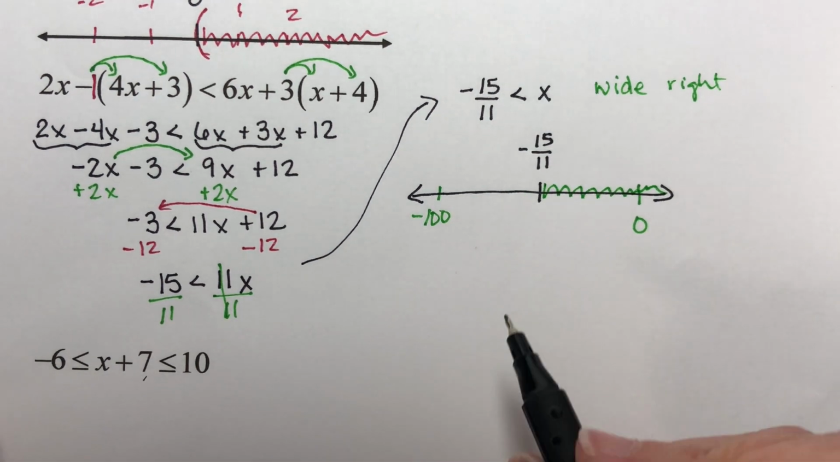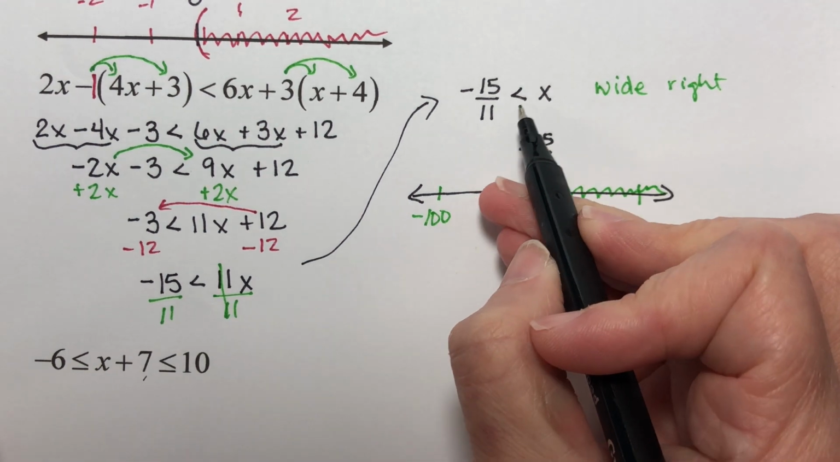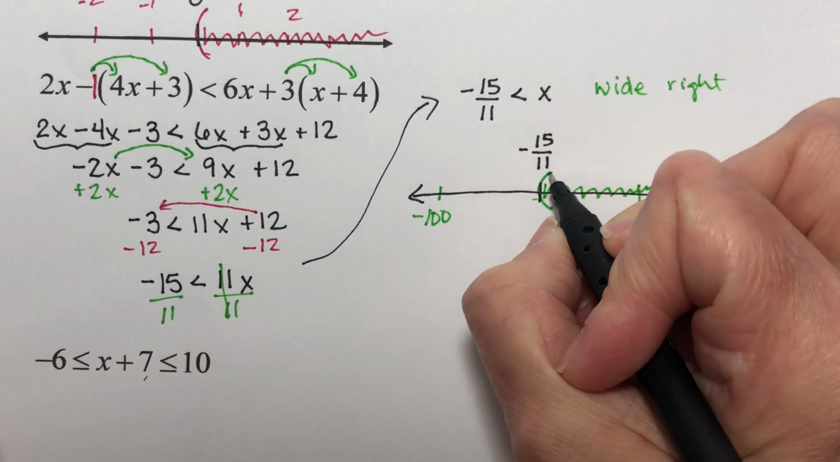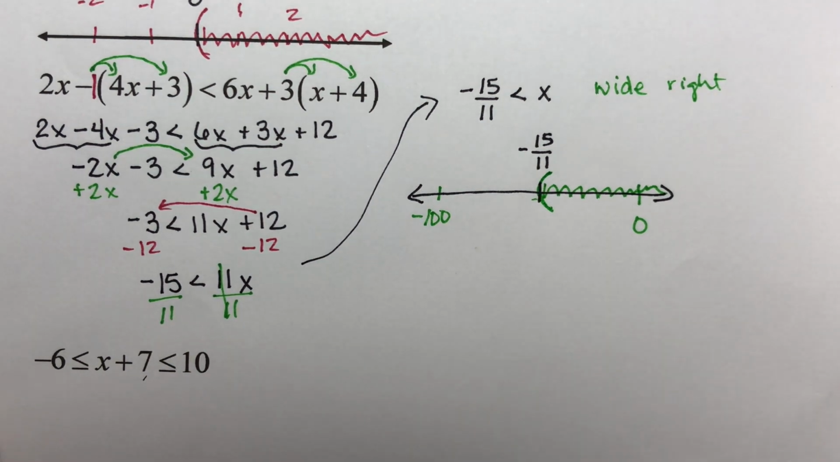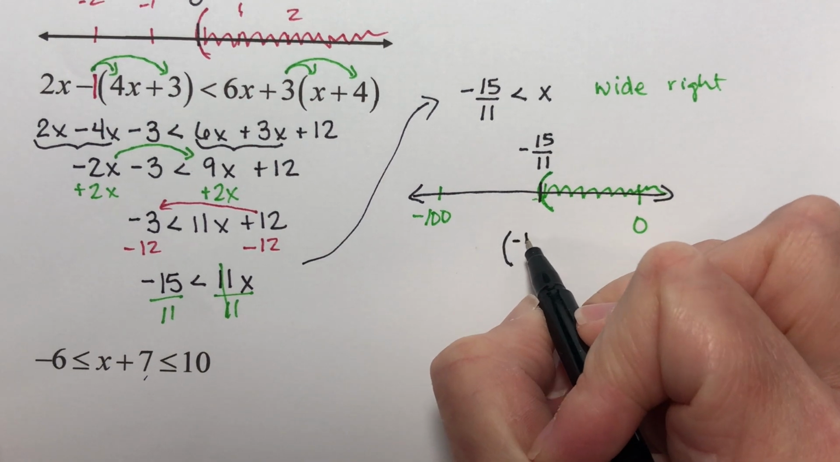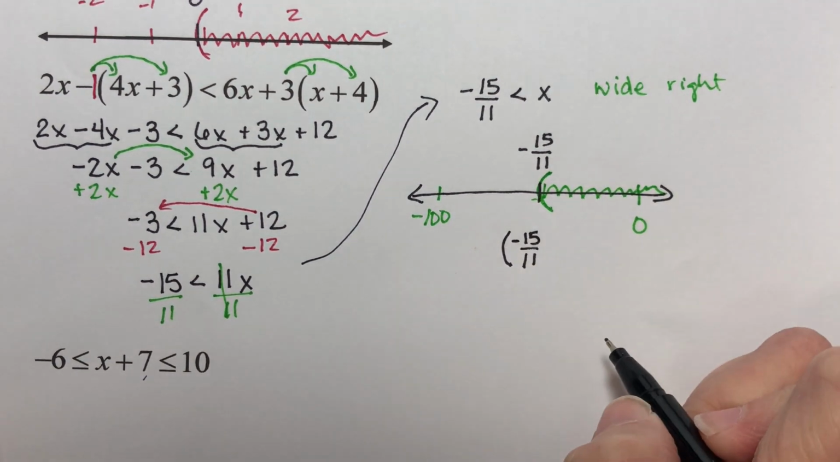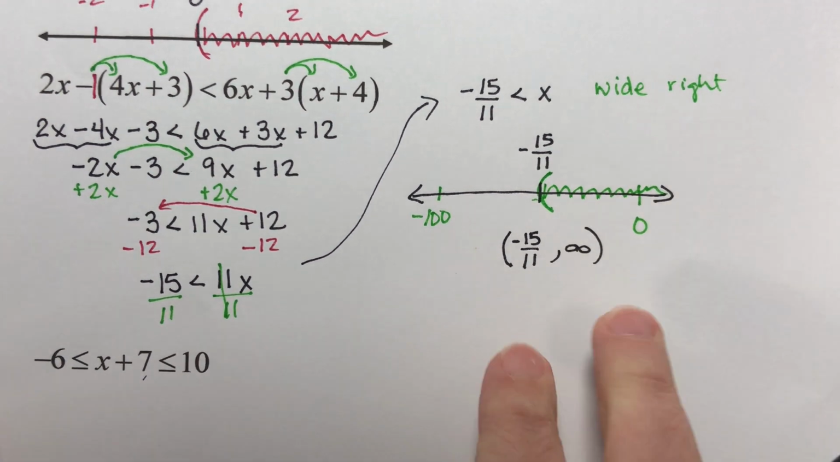Okay? What goes on this sign right here? This is just a less than, so this is parentheses. So parentheses and shade to the right. For interval notation, what is your left-hand boundary? It is -15/11. What is your right-hand boundary? Infinity. They both get parentheses.